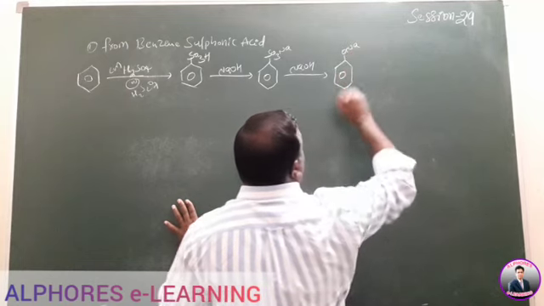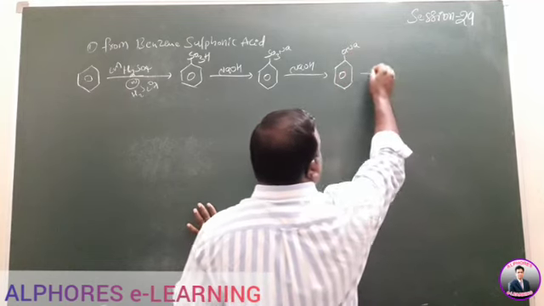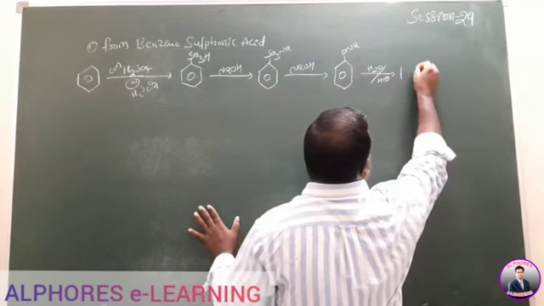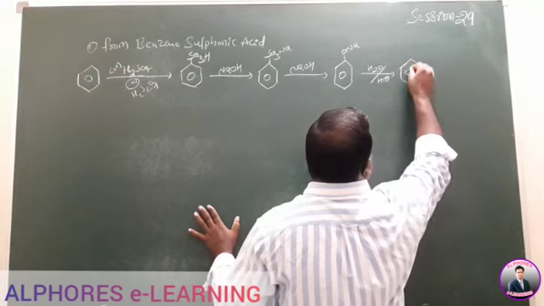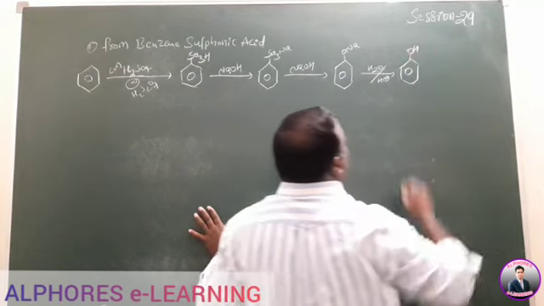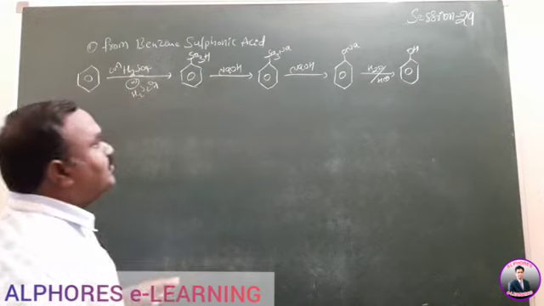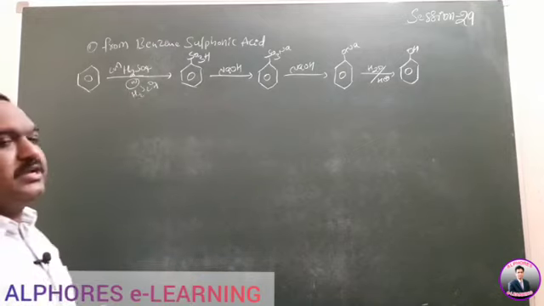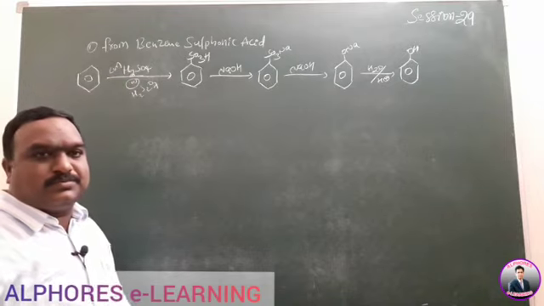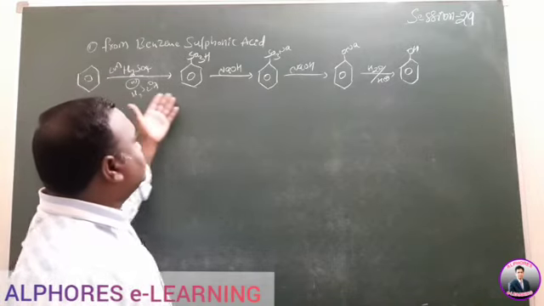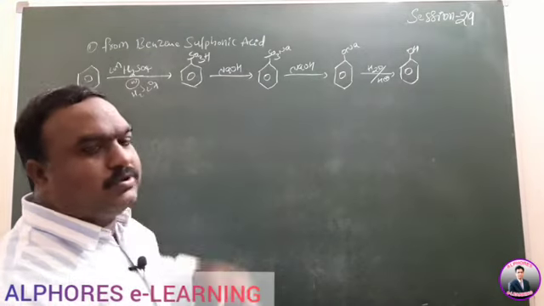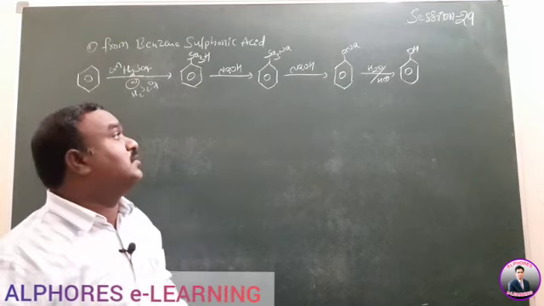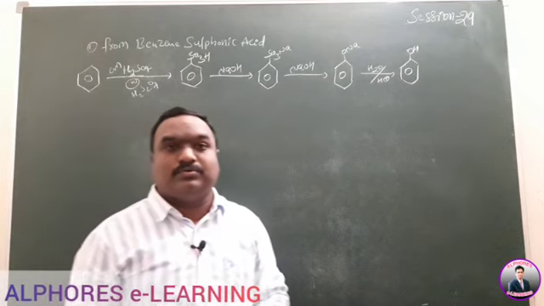The sodium phenoxide compound. The final step is the hydrolysis step. The Na is replaced and OH is formed here. This is the way to prepare phenol from benzene sulfonic acid. The compound reacts with sodium hydroxide in the presence of water medium to form the phenol compound.